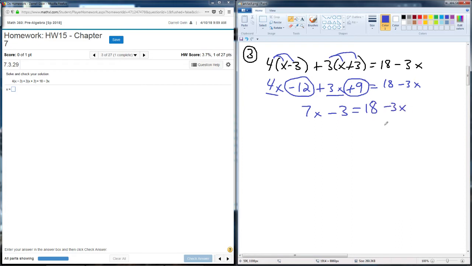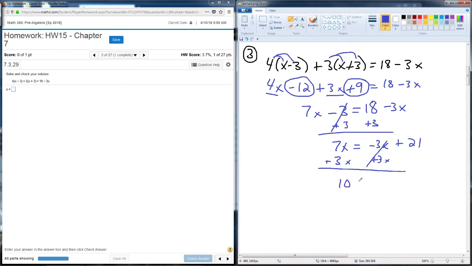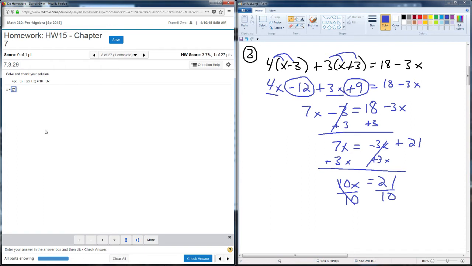I want the numbers on the right side, so I'm going to add 3 to both sides. 7x equals, let's write the negative 3x first, and then 18 plus 3 is 21. Add 3x to move the variables to the other side. 10x equals 21. Last step is to divide by the coefficient, which is the 10, only the 10. And we have 21 over 10. 21 divided by 10 can't be reduced.